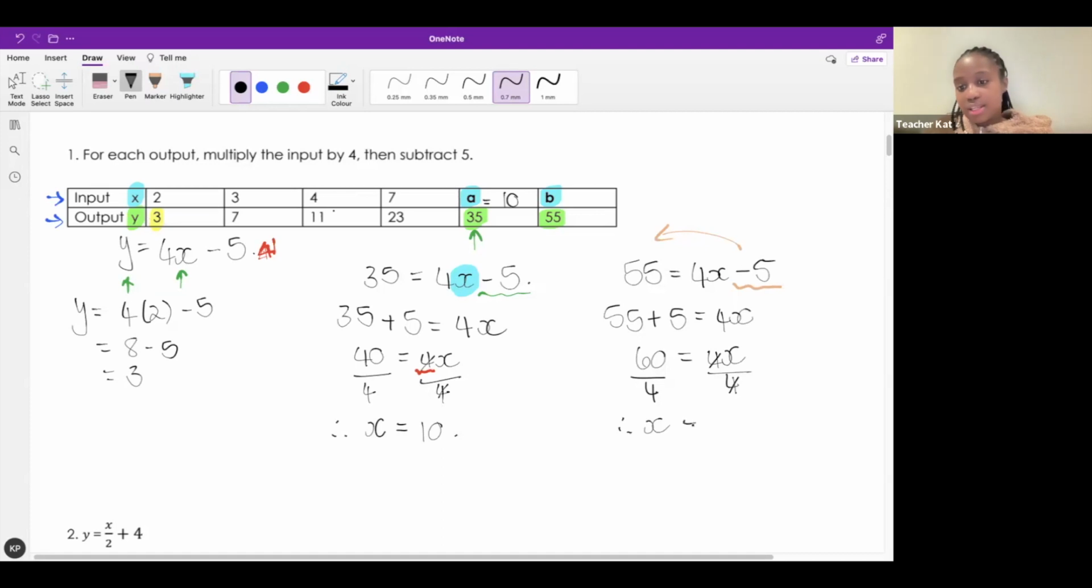Nice, 15. So if you want an output of 55, your input would have to be 15.